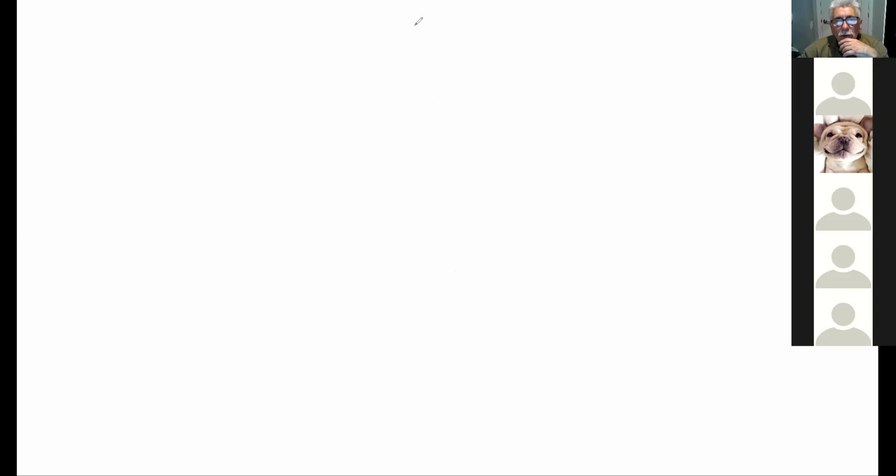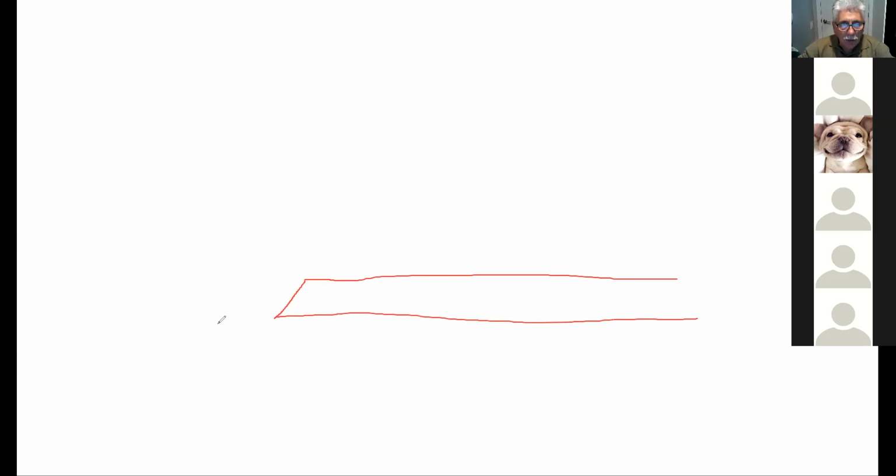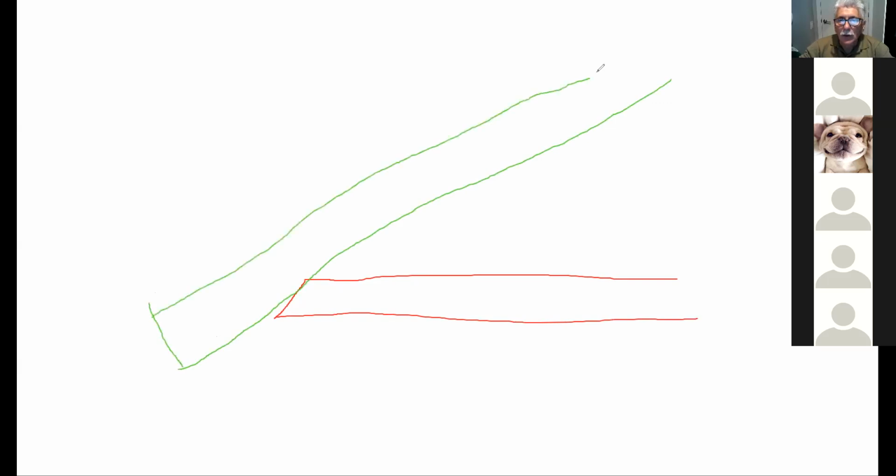Let me just see if I'll draw this. So Emily, the question you asked me was this. This is my bottom chord here, and this is my top chord here. Agreed? And you're asking how to size the gusset plate so I can join the bottom chord to the top chord.